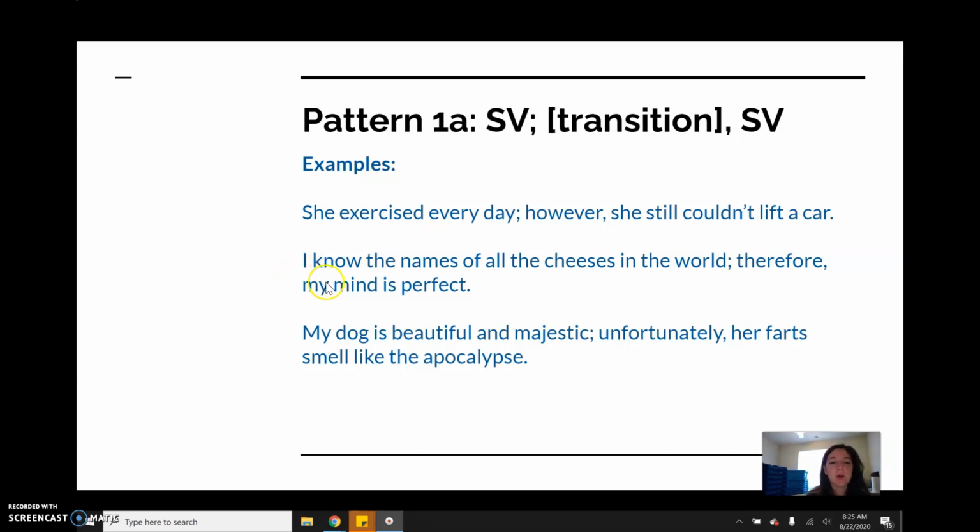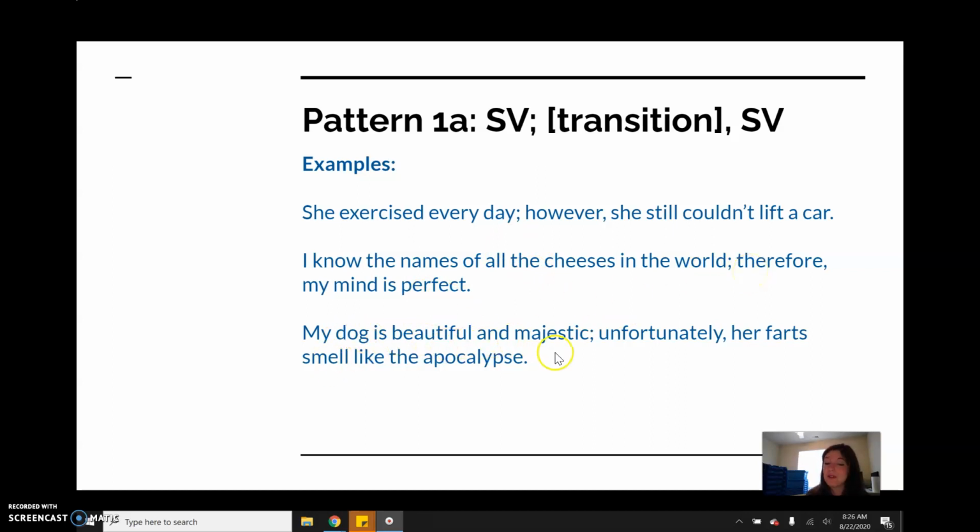We see it again here. I know the names of all the cheeses in the world; therefore, my mind is perfect. Now in this one, the therefore indicates that this second sentence is an outcome of the first sentence. And so that's what the transition indicates.